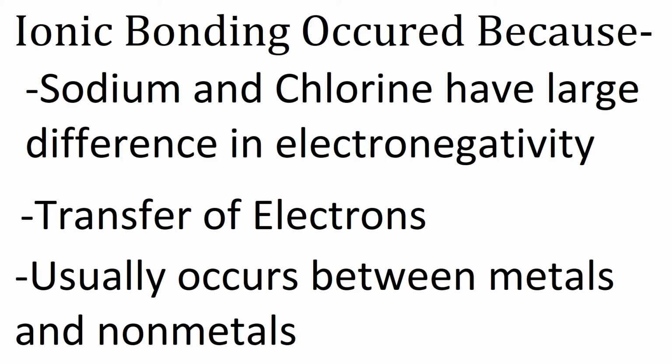How does ionic bonding occur? First off, sodium and chlorine have a large difference in electronegativity. Like I said, for covalent bonding, you need a small difference. For ionic bonding, you need a big enough difference where the highly electronegative atom will strip or transfer electrons to itself to complete the row of 8 and complete its valence electron shell. The second thing you need is a transfer of electrons, which I just stated.